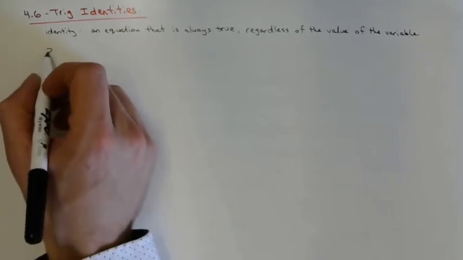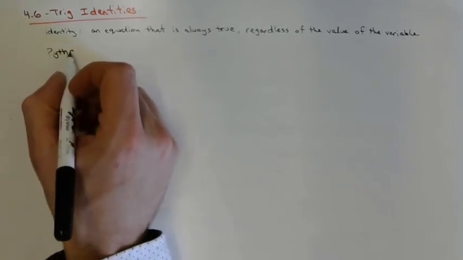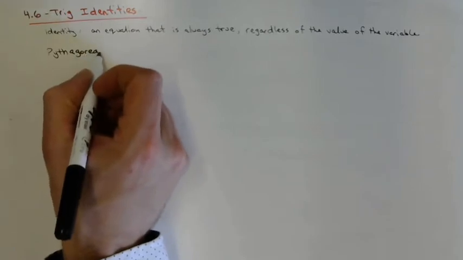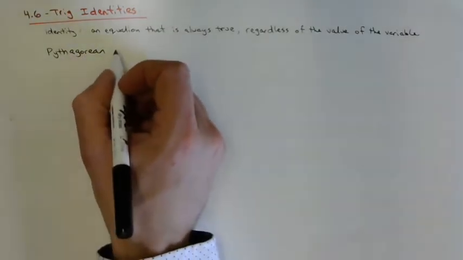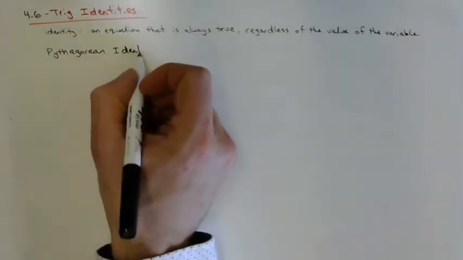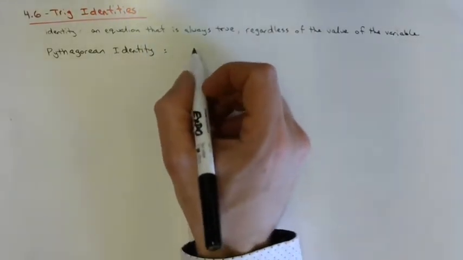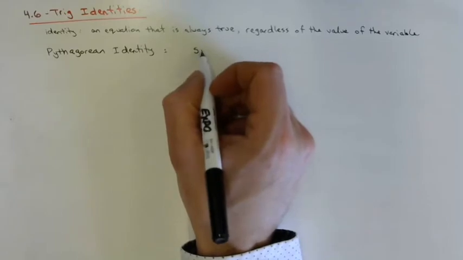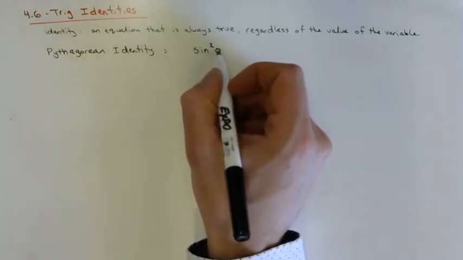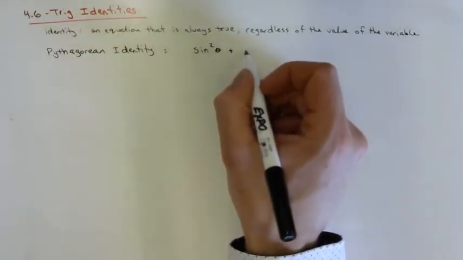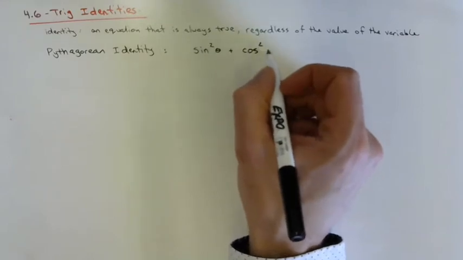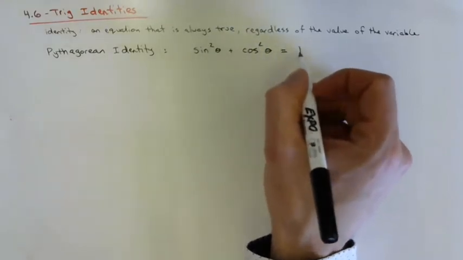So the first one is called the Pythagorean identity. Do these go in the lines? Nope, okay. This is above the line still. Pythagorean identity. The Pythagorean identity says that sine squared of theta plus cosine squared theta equals 1.